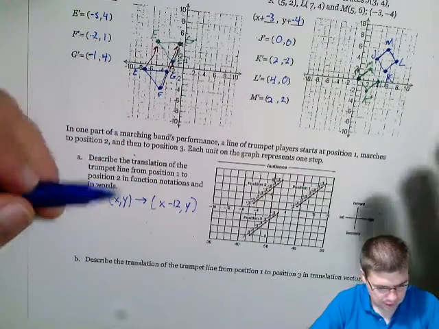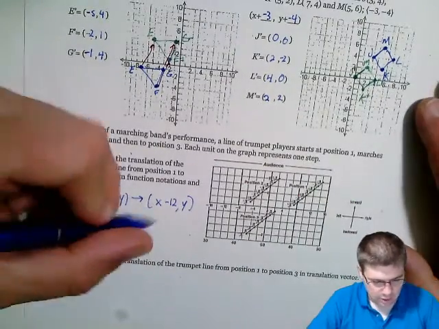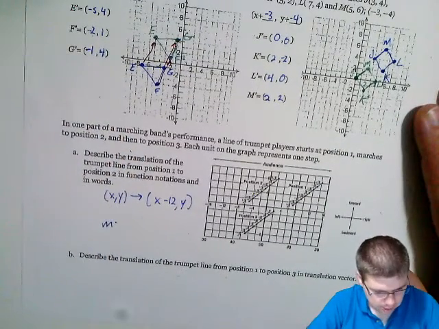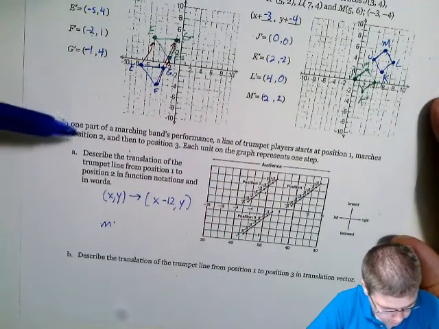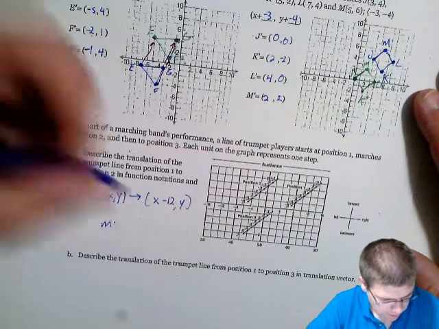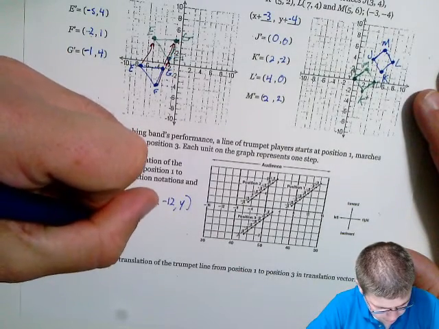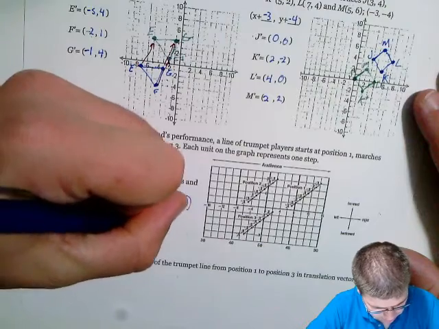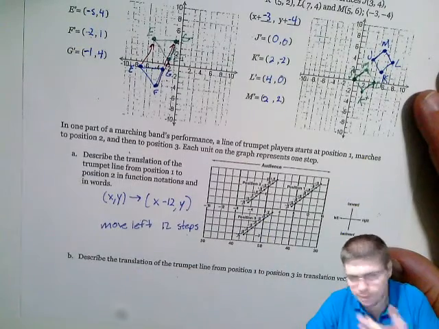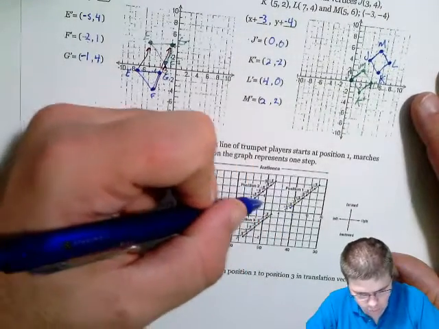And then if we wanted to write it out in words, each person is going to move left. We're going to position 2. We're going to move left 12 steps. That's if we're going with this as actually being 8, if that's the way they're labeling these steps. We're moving left 12 units.